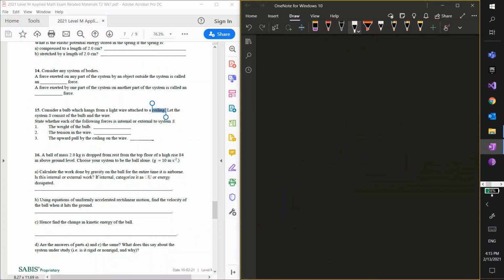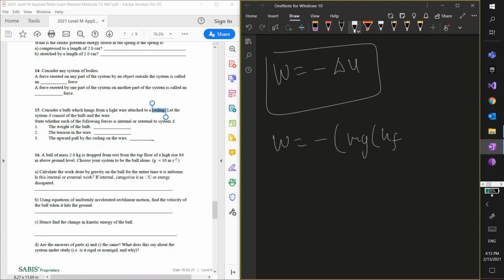Question 16: a ball of mass 2 is dropped from a height of 84 meters, and choose your system to be the ball alone. Calculate the work done by gravity and choose if this work is internal or external. Let's just calculate the work first. Work is always going to be equal to minus the change in U, if you're looking for the work done by gravity, which is gravitational potential energy. So your work is equal to minus mg times h final minus h initial. Your ball was over here, it dropped and it became over here.